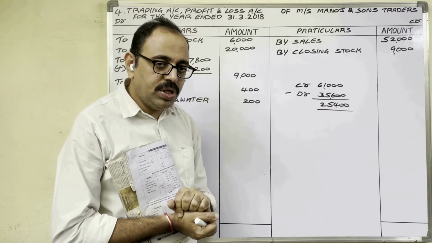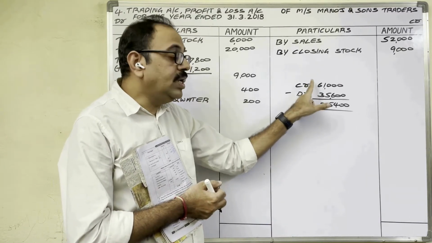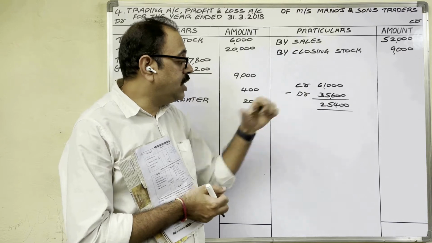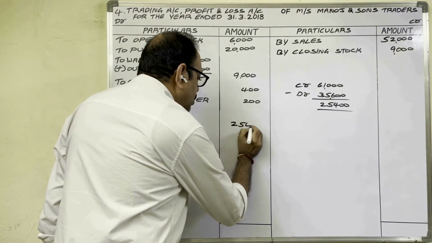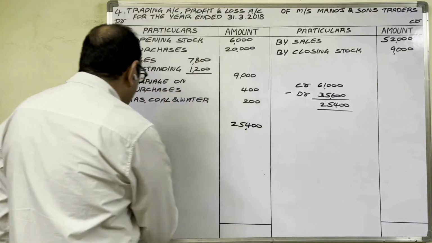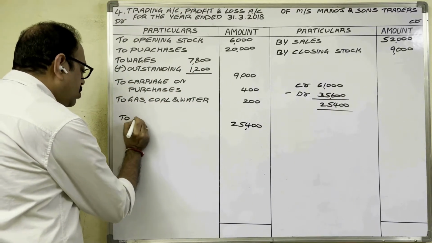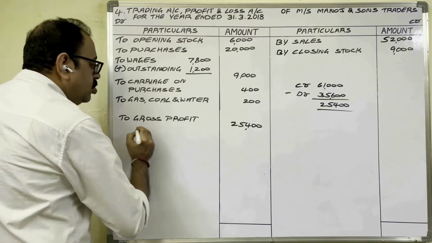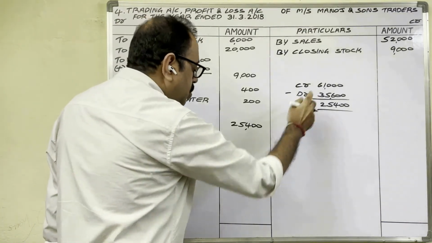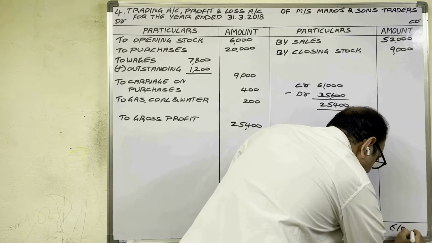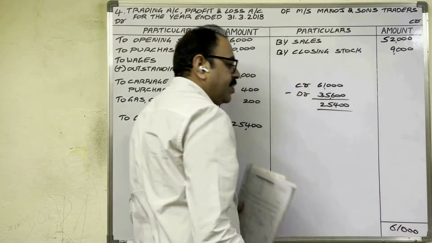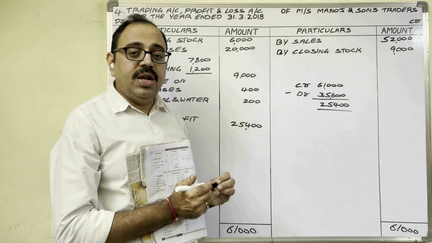We said we should show this amount where the total is less. Debit side total is less. On debit side write down gross profit, 25,400 rupees, to gross profit. Put the totals on two sides. Highest total 61,000 rupees. Trading account is completed. Continuation is profit and loss account.